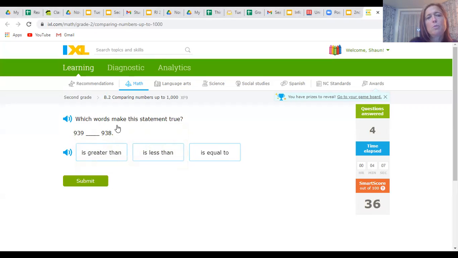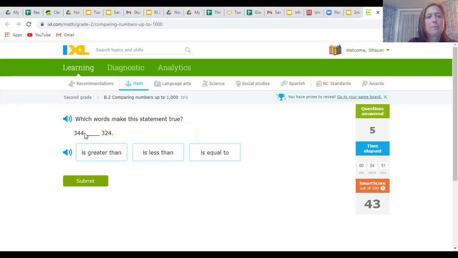All right, here, which words make this statement true? 939 and 938. If we look at the hundreds place, which is right here, they're both the number 9. So we know that we need to move on because they're the same in the hundreds place. The tens place, this is a 3 and this is a 3. So they both have the same number of tens. Here we have a 9 in the ones place, and here we have an 8 in the ones place. So 9 is greater than 8. So our symbol would have the opening towards the 939, and we would say it is greater than.